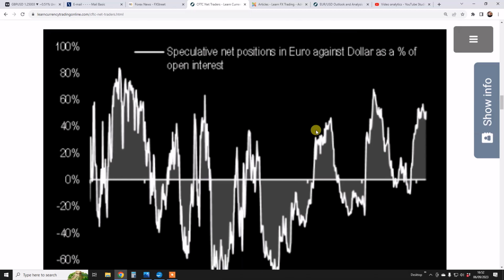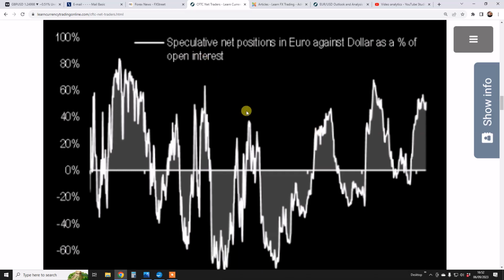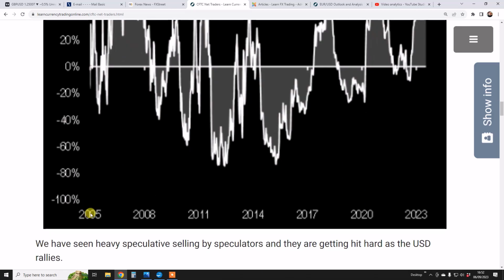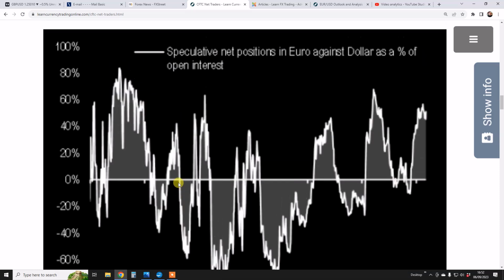Just one more chart in terms of the COT. This is a different way of looking at it. It goes back to 2005, so it's a really long term chart.